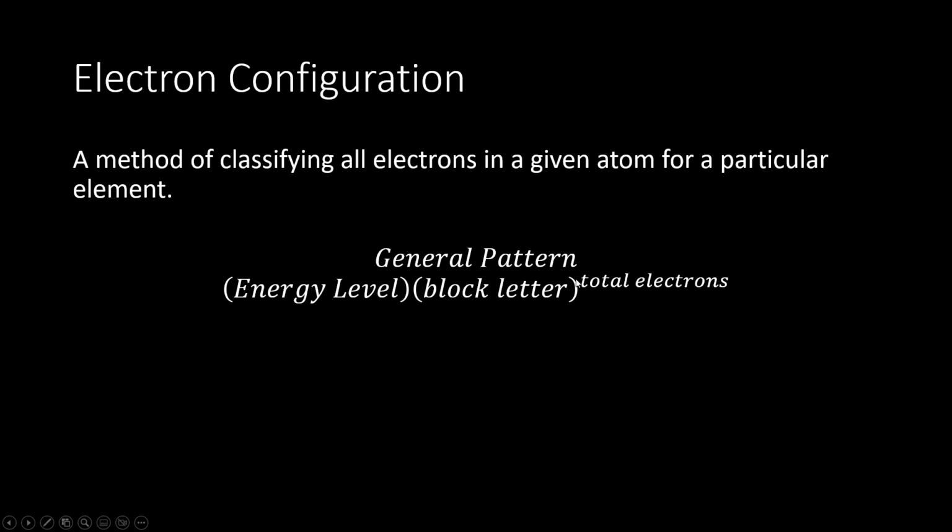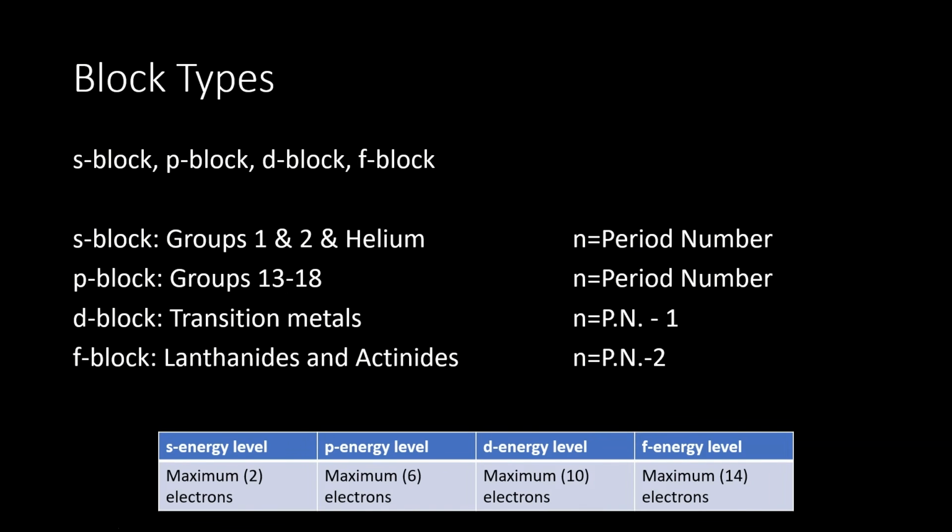And then we have, as a superscript, the total number of electrons in that combo, or the total number of electrons that we've picked up in this combo so far. So our block types: we have S block electrons, P block electrons, D block, and F block electrons. S block elements are groups 1 and 2 on the periodic table, and also helium.